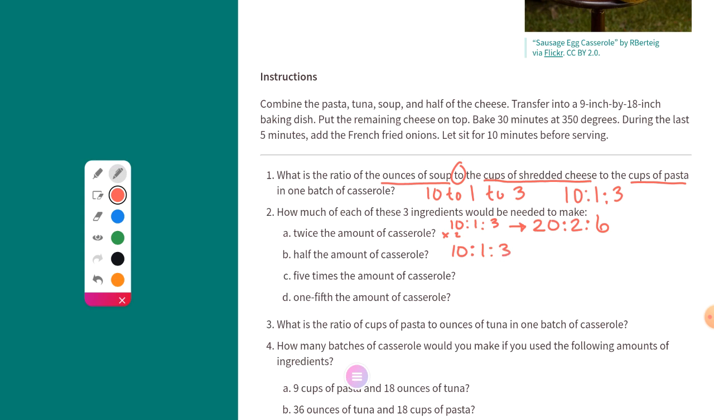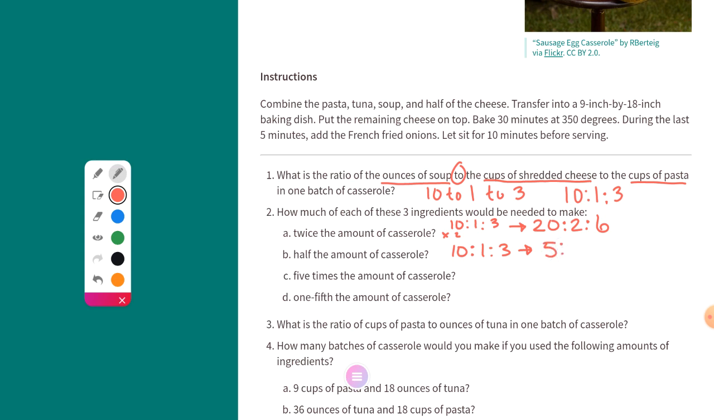For part B, it says half the amount. What do we do if I'm trying to find half of something, Ellie? Divide it by 2. So we need to divide each of those by 2. We can give our answer as a fraction or as a decimal. So let's do the easy one first. What's 10 divided by 2? 5.